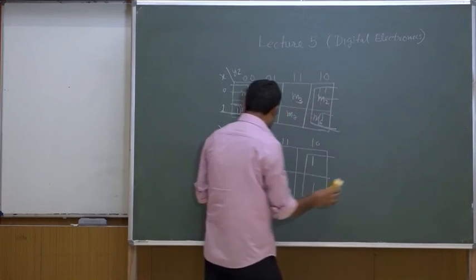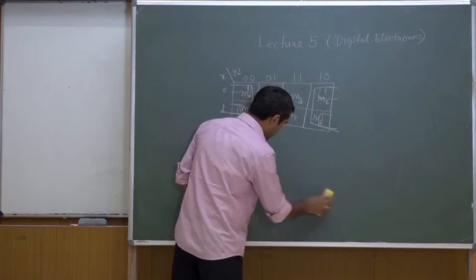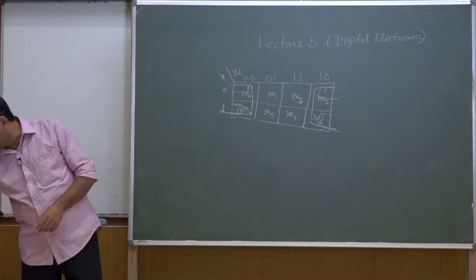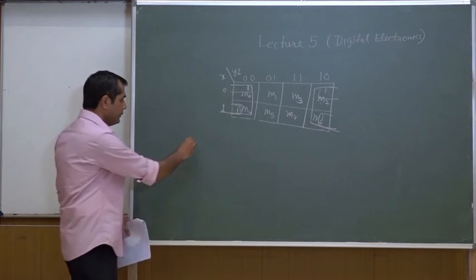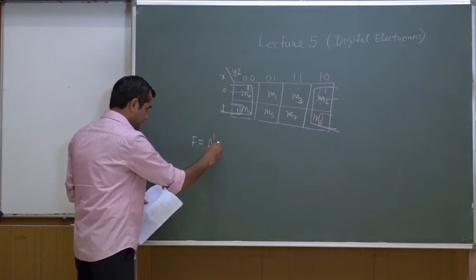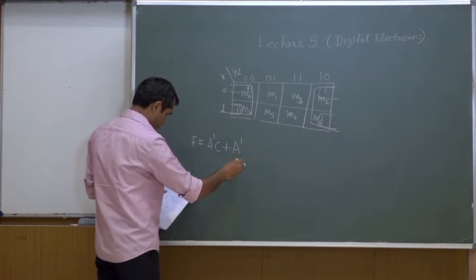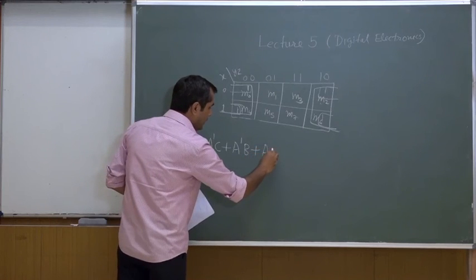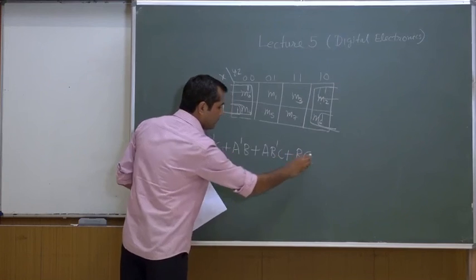One example is, let me take one example in that context. Basically, let us say that a function is given to you, that is f equal to A dash C plus A dash B plus AB dash C plus BC. Okay.